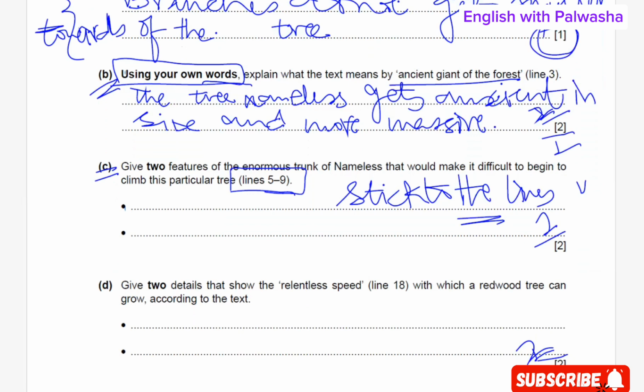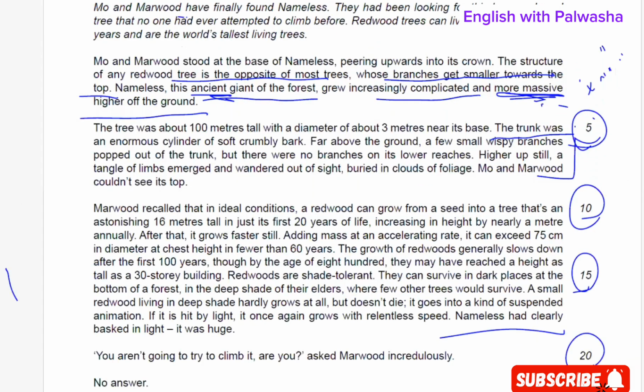Give two details that show the relentless speed with which a redwood tree can grow. It is also in line number 8, so you are going to refer back to the text in line number 8. This is line number 15, 16, 17, and 18. So they asked us here: if it is hit by light, it once again grows with relentless speed. Nameless had clearly basked in light. It was huge. It once again grows with relentless speed.